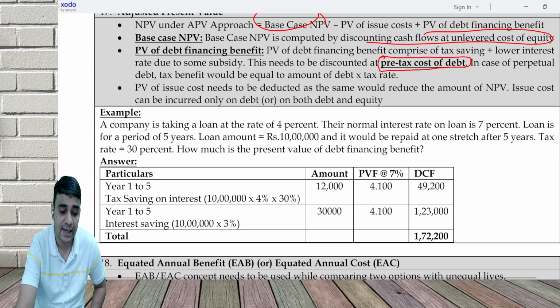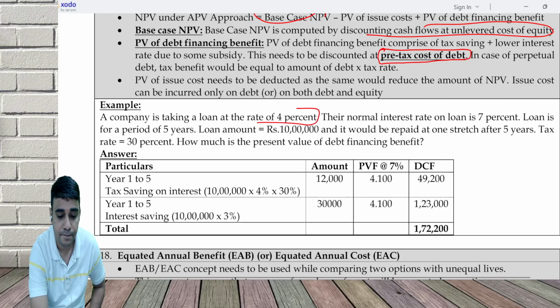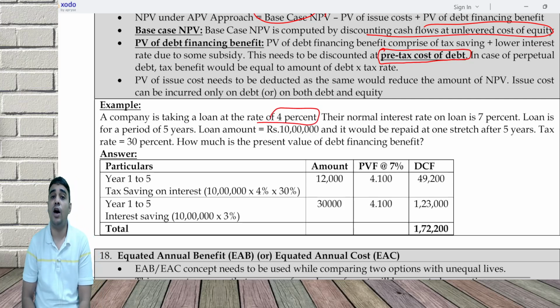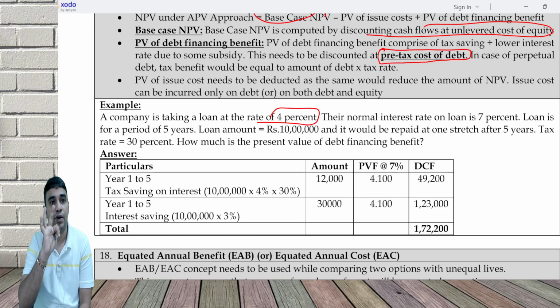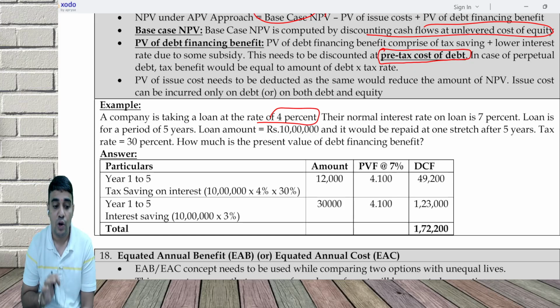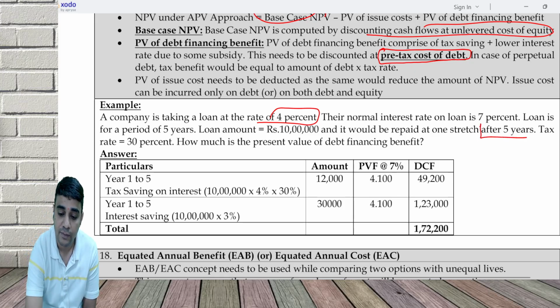A company is taking a loan at the rate of 4%. Their normal interest rate is 7%. So 3% saving. Normal interest rate is 7%, but I took a loan at 4%. So I have a saving of 3%. Loan is for a period of 5 years, so every year I'll be saving 3%. Loan amount is 10 lakh and repaid at one stretch after.